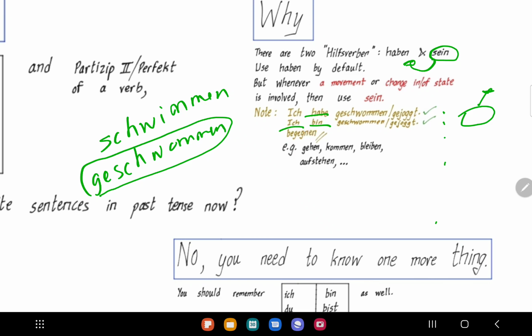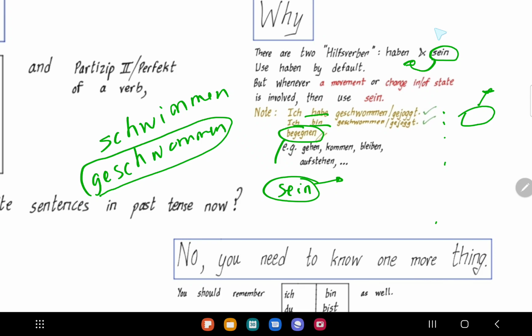Also, for example, begegnen is an exception. When you use begegnen, it means to encounter, to face someone, or to face a problem. With this you will have to use sein. This is a special exception, so just know that when you use begegnen in past tense, you will have to use sein, even though it does not mean movement or change of state. Just know that with begegnen in past tense, you will have to use the helping verb sein.